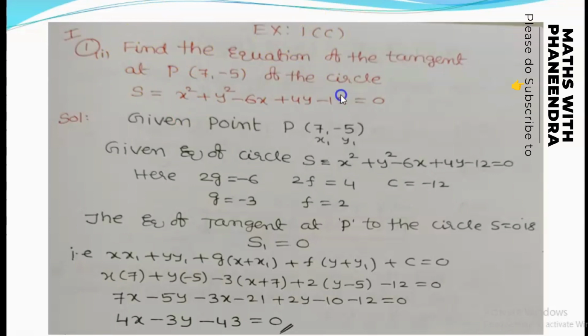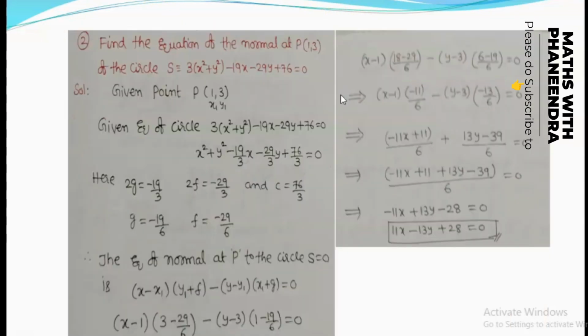Normal concept. Find the equation of normal at P of (1, 3) to the circle S equal to 3 into (x square plus y square) minus 19x minus 29y plus 76 equal to 0. Given point P of (1, 3), that is x1, y1. Given circle 3 into (x square plus y square) minus 19x minus 29y plus 76 equal to 0.